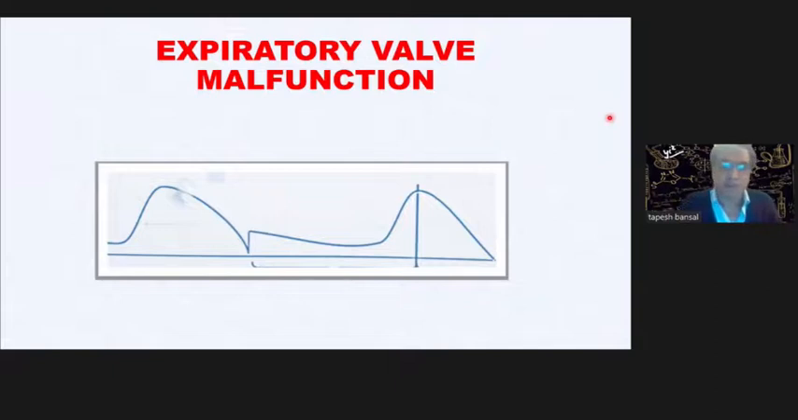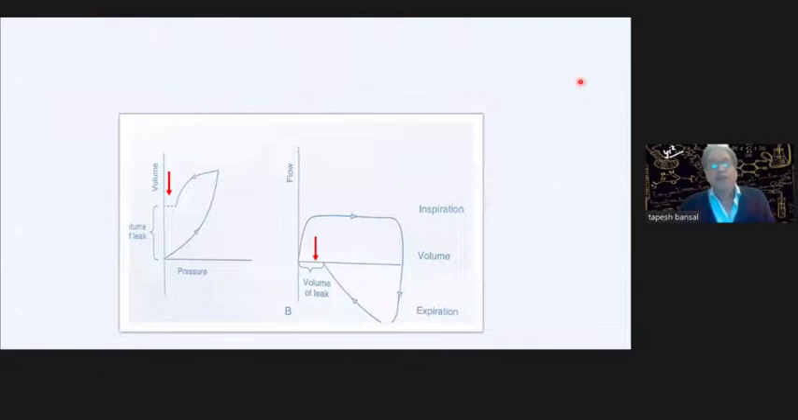This is a problem with the software. So sometimes these things also happen because you see volume is returning to baseline. So there is no leak here. And then this is the second volume being generated, and this is expiratory malfunction.